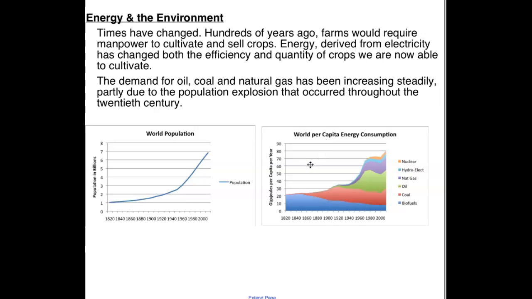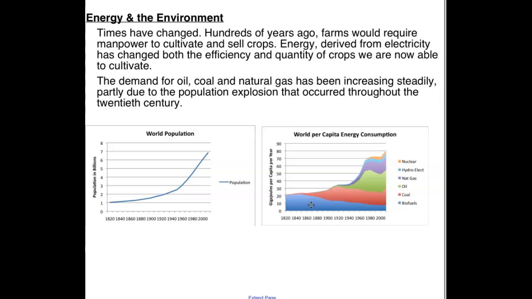So that has affected the environment, because it's increasing the energy use, and most of these things are creating some sort of pollution, like carbon dioxide, for example. The amount of pollution in the air has also increased exponentially in the last 100 years.